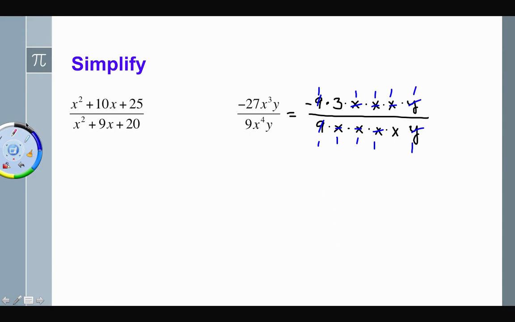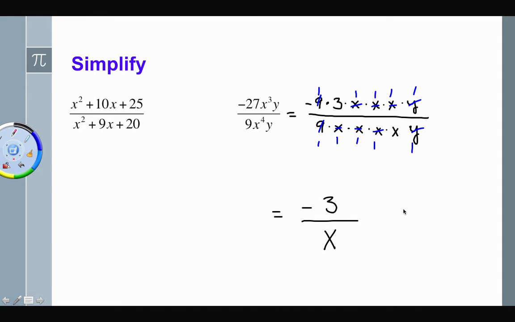And I'm going to make my answer statement. Here I still have a negative 1 times 3 times a whole bunch of 1s. So it's a negative 3 in the numerator. And then in the denominator, I have a whole bunch of 1s and a leftover x. But we have to make the statement again from the original problem.